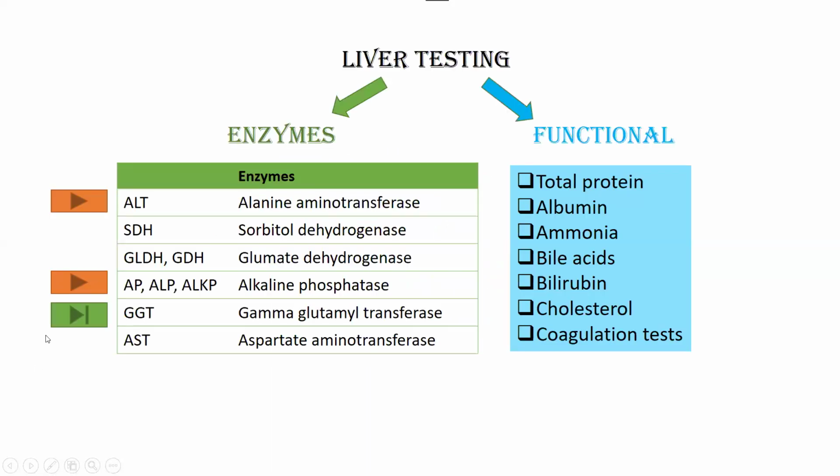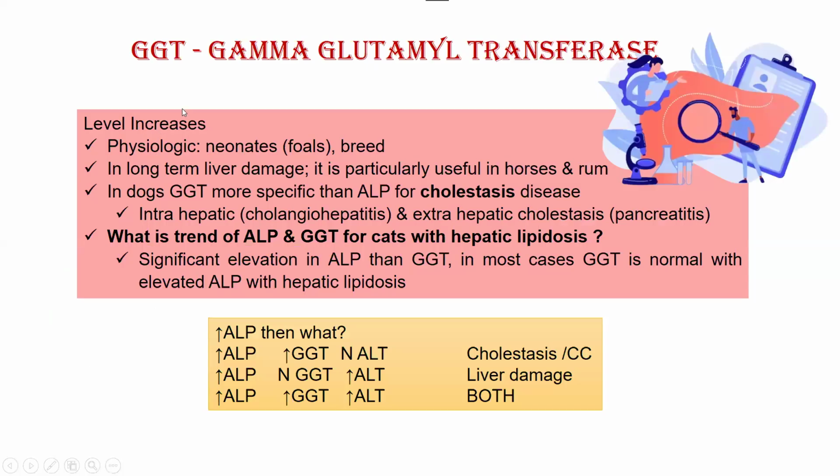In the previous lectures, ALT and ALP have been covered. So let's begin. GGT levels are increased in the lab reports based on these reasons. Number one is physiologic. Physiologic increase is seen in neonates, that are young animals, or some breed specificities. Then the second point is liver damage can increase GGT, and it is particularly useful in horses and ruminants.